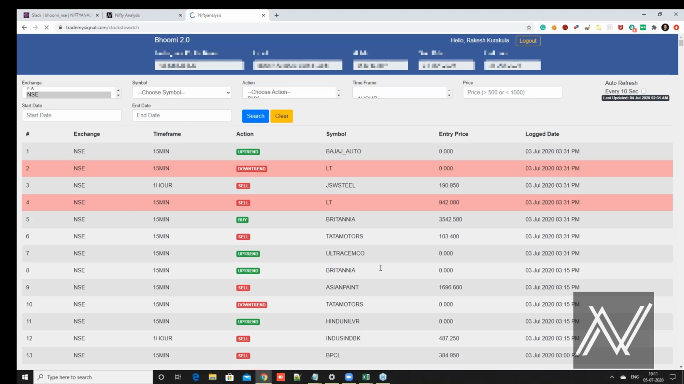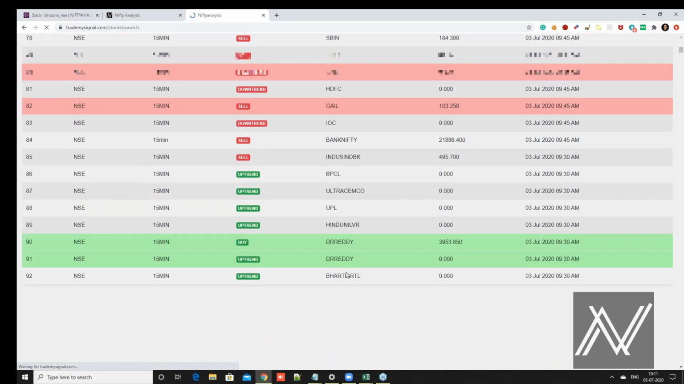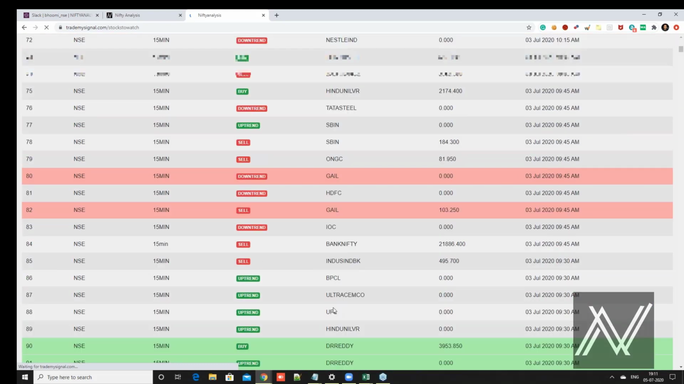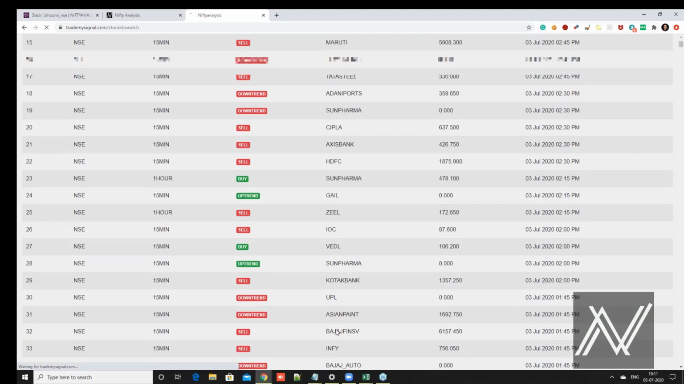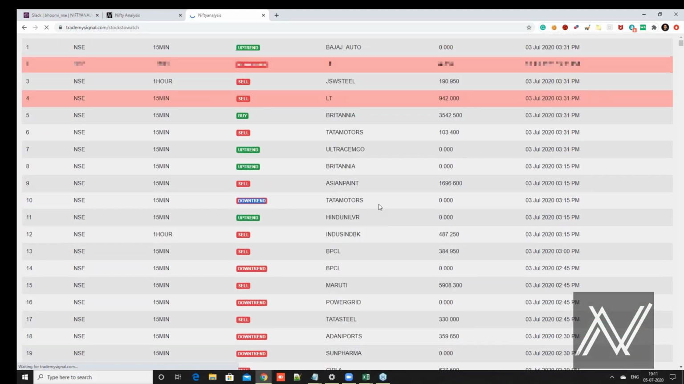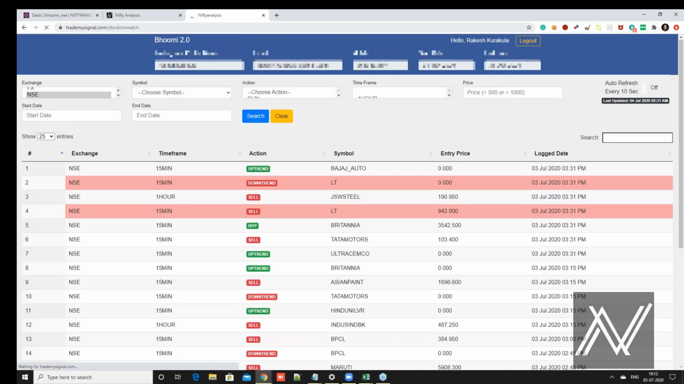So for your eyes to catch the purple bars quickly, they are highlighted here, and this is Dr. Reddy, which is in green. I think I hit refresh now. Okay, so this is Dr. Reddy, which is in green. So this is how the purple bars are highlighted. So this is in a nutshell about the screener. As you use it, I think there are a lot of other features that you will explore.